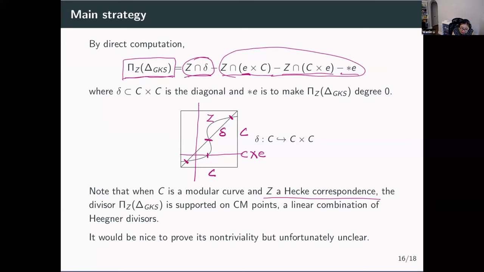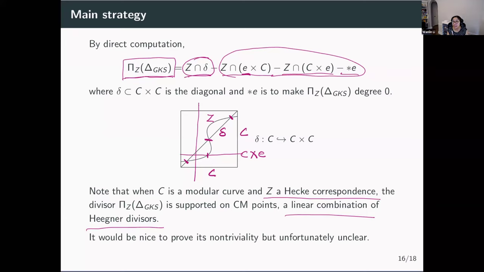Now let's think about what are the points on C, on the intersection with delta. Well, let's think about the modular interpretation. Delta is my diagonal. Z is a Hecke correspondence. It parametrizes curve isogenies, right? If I'm on the intersection, that means my elliptic curve has a self-isogeny of a certain degree that other elliptic curves shouldn't have. Namely, as long as I take Z to be a Hecke correspondence of non-perfect-square degree, this intersection will be supported on CM elliptic curves, which means that it is a linear combination of Heegner divisors, right?